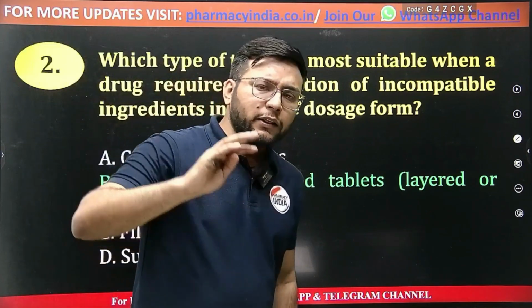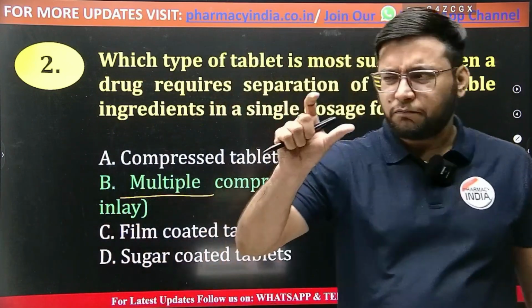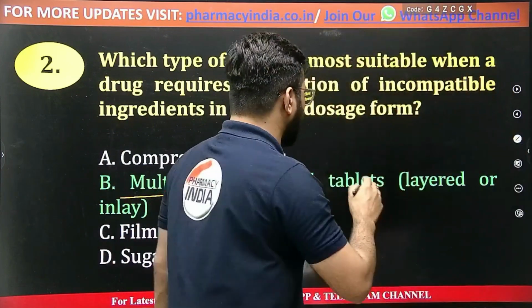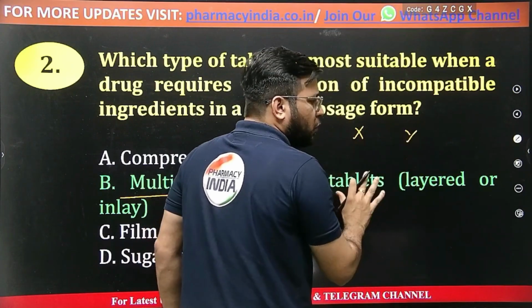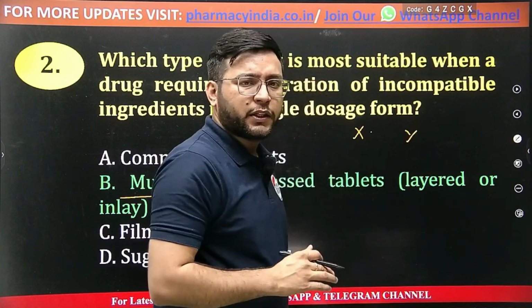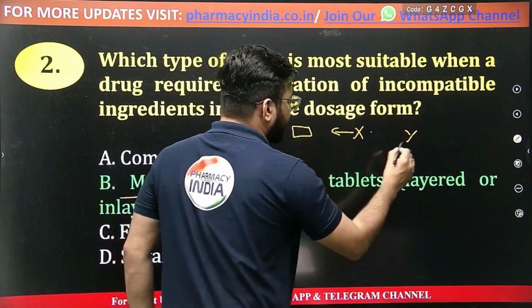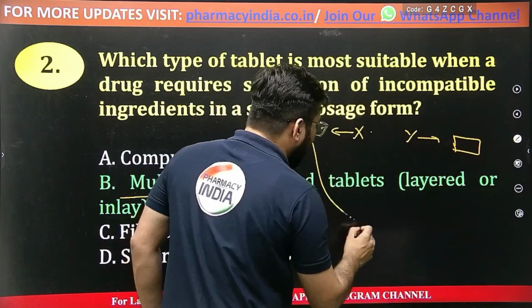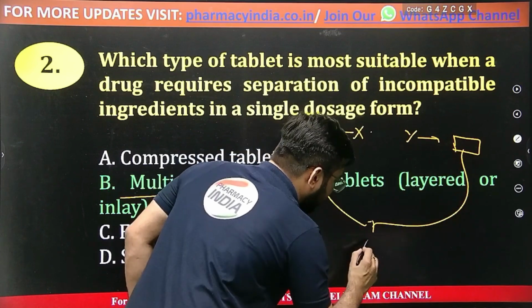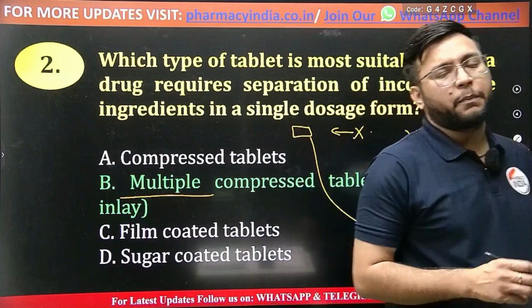By doing multiple compression, for example, if we have X and Y ingredients and they are incompatible with each other, what we can do is first compress X itself, and after that Y, and after that we will compress again, and we will make it like this. So it will be considered a multiple compressed tablet.